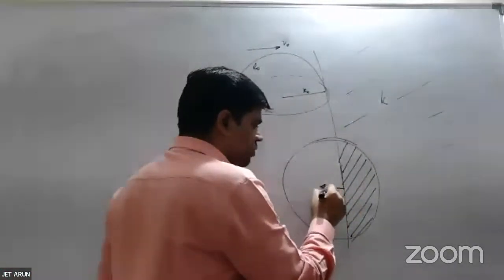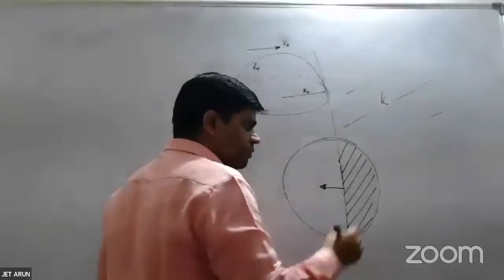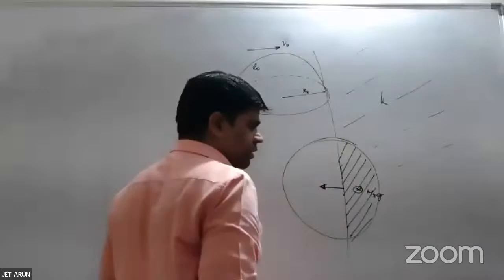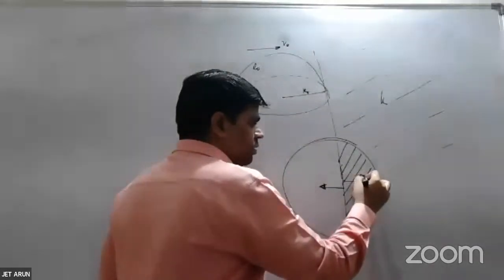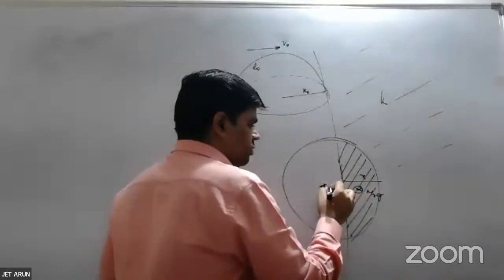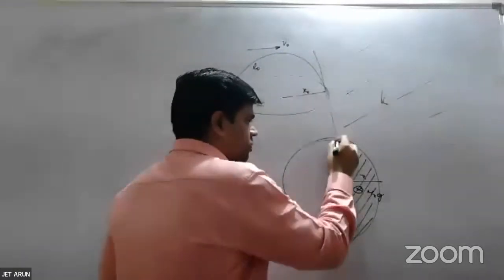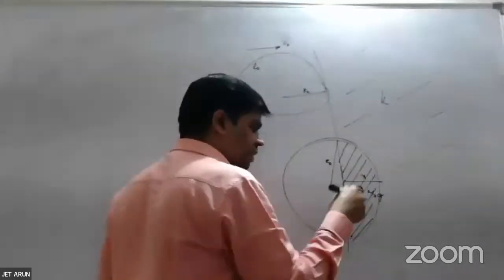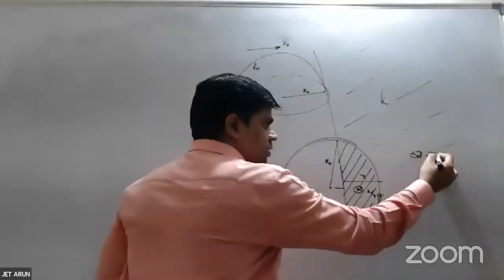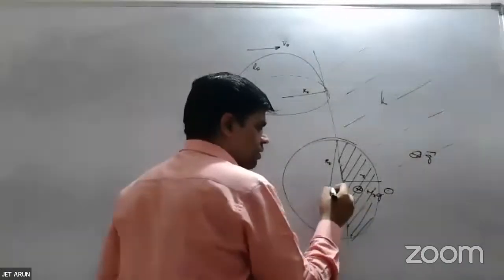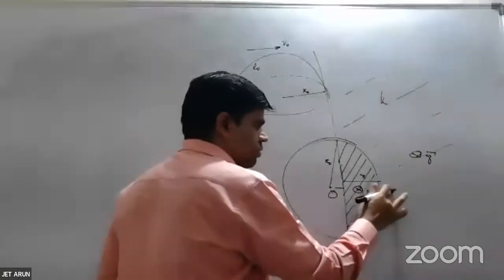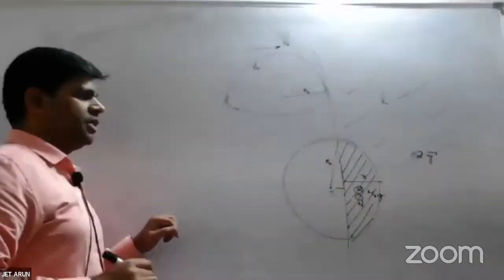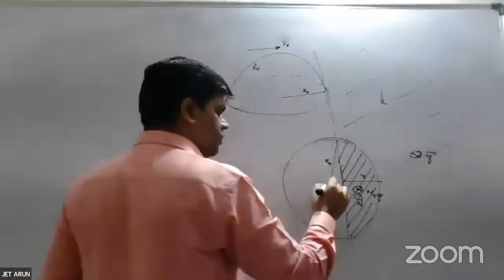That force will be mu times N. N is equal to mx into g. If this is x, and this is r, then mx into g is my gravitational force. Gravity is into the plane. Normal reaction is outward. N is equal to mx into g. Frictional force will be mu mx, mu into N.